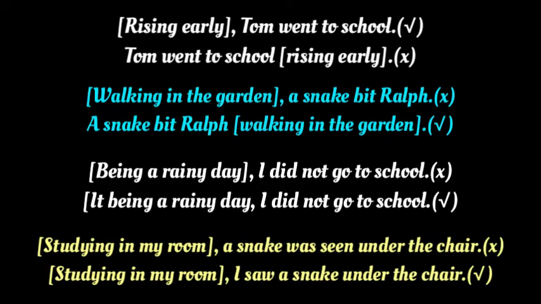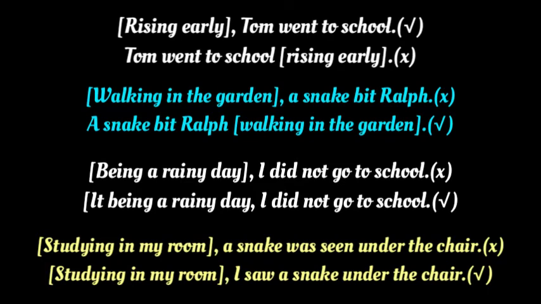"Studying in my room, a snake was seen under the chair." This sentence is also incorrect. Because the participle phrase "studying in my room" cannot modify the noun snake, it's not clear who was studying in my room. So this participle phrase is a very good example of a dangling modifier. It has no specific noun or pronoun to modify in the sentence.